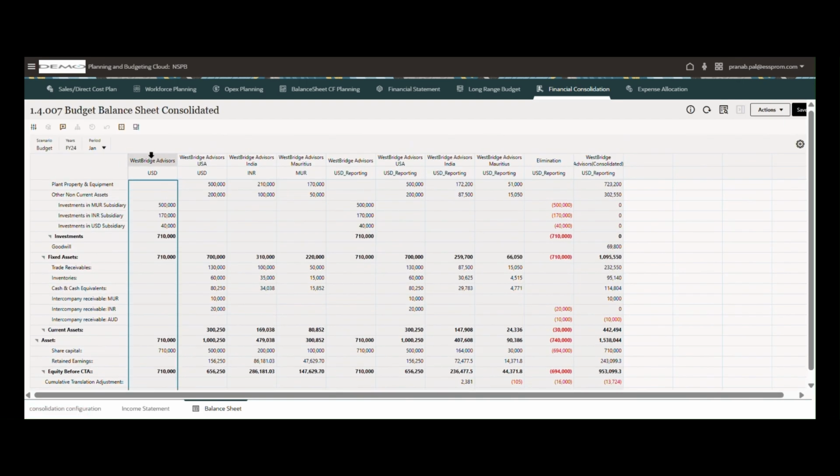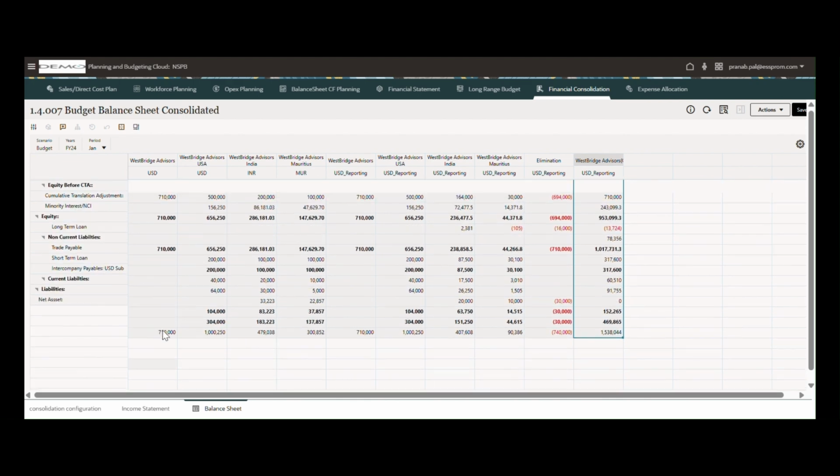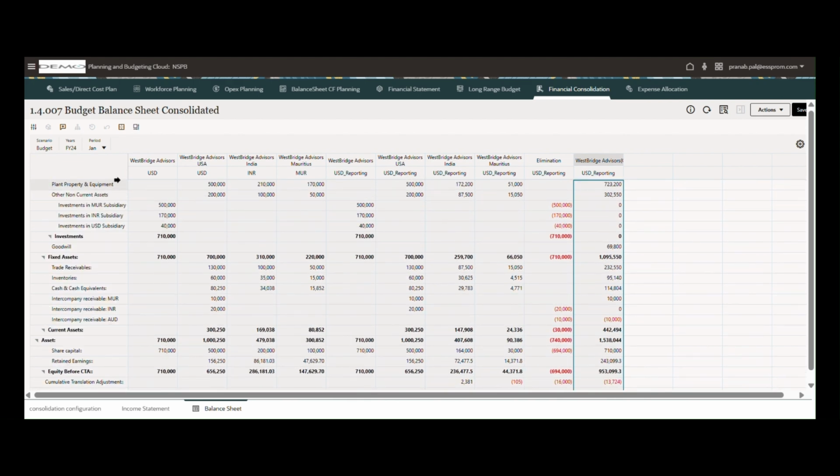Here, the transaction amounts for individual subsidiaries are present in its local currency and the transactions that have been converted to its reporting currency. Intercompany transactions are eliminated and finally consolidated. Figures for all the different lines of asset, liability and equity shall be visible here. As we can see in the first two rows, the lines plant property and equipment and other non-current assets, the figures are present in its local currency which is then converted to its reporting currency.